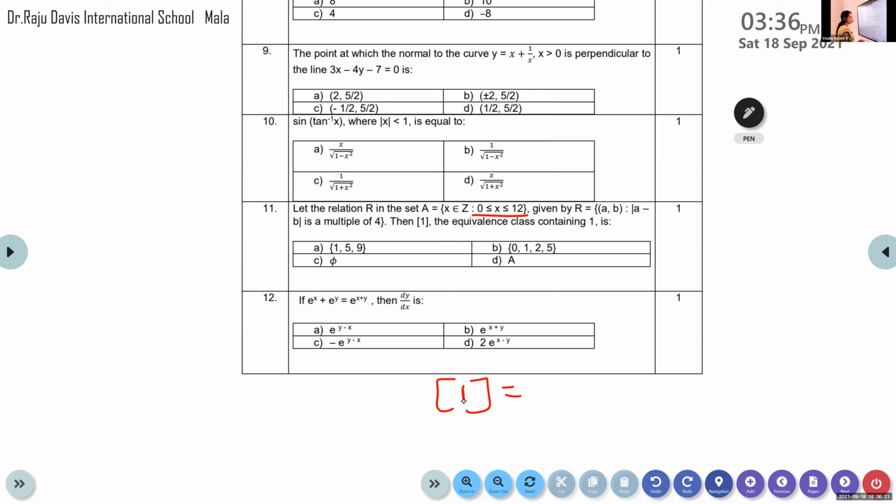Equivalence class 1 means, what does it mean? When you subtract 1 from there, it must be a multiple of 4. Or, in other words, when you divide by 4, the remainder must be 1. So what is the possibility? It is 1, 5, 9. 1 minus 1, when you divide 1 by 4, remainder is 1. If you divide 5 by 4, remainder is 1. 9, the remainder is 1.